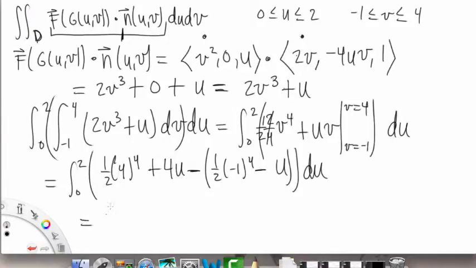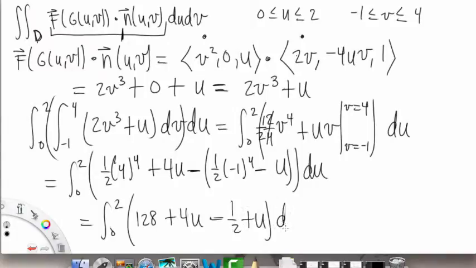And then if we simplify on the inside, we get 0 to 2. And then 4 to the fourth is 16 times 16, which is 256, divided by 2 is 128, plus 4u. And that's going to equal -1/2 and then plus a u du.